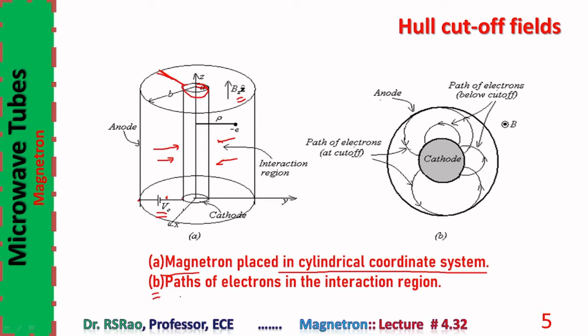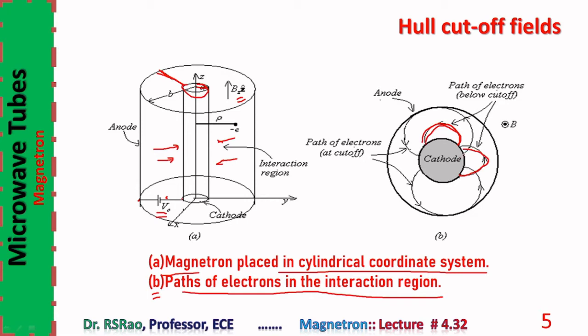In B is shown the paths of electrons in the interaction region. After emission by the cathode surface, electrons find themselves in the interaction region where there exist crossed fields. Under the influence of crossed fields, they move in specific paths. Paths of 4 electrons are shown in this diagram. This is the path of one electron, path of another electron. These 2 electrons, after getting emitted, spend some time in the interaction region and return back to the cathode. These 2.